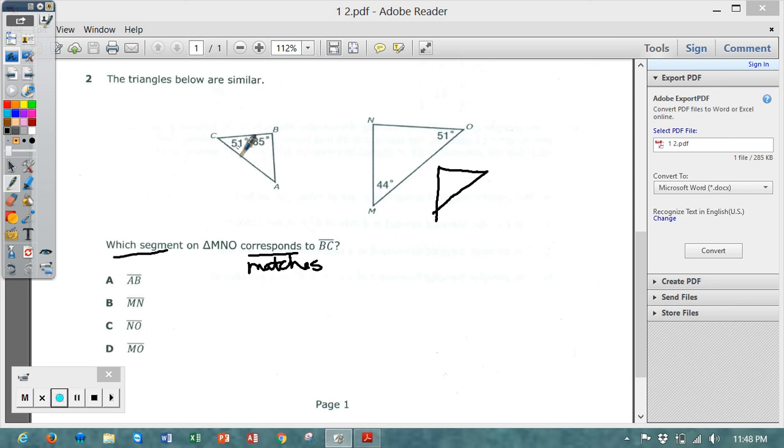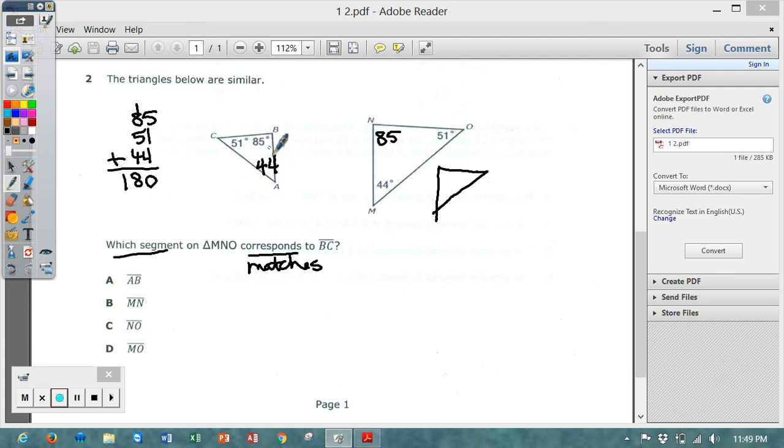And I notice one of these angles is 51, and then there's a 51. 85, but I don't see an 85 over here. This one says 44, and this one is missing an angle. What if this was 44? And what if this was 85? I wonder if that would add up to 180. 85, 51, and 44. When you add those up, sure enough, it adds up to 180.